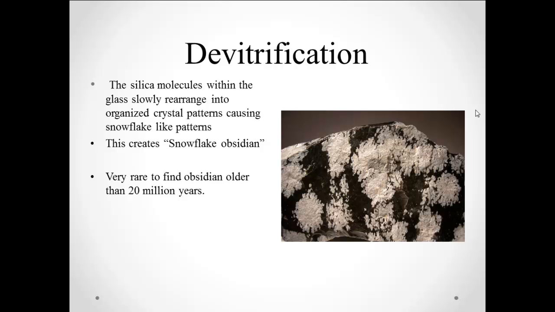So devitrification. After millions and millions of years, the obsidian will slowly turn into a rock. And the reason for this is because the silica molecules within the glass slowly rearrange themselves into crystalline structures, and it creates these snowflake-like patterns on it. And this is called snowflake obsidian. And because of devitrification, it's very rare to find obsidian older than 20 million years old, because by then the obsidian is already a rock.